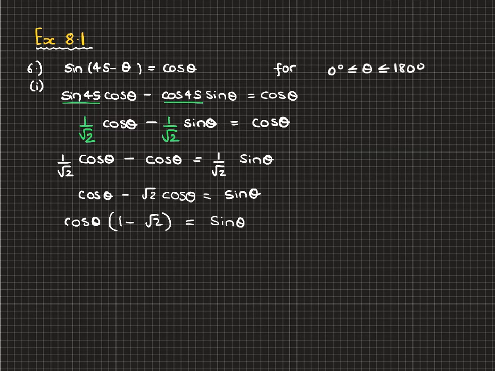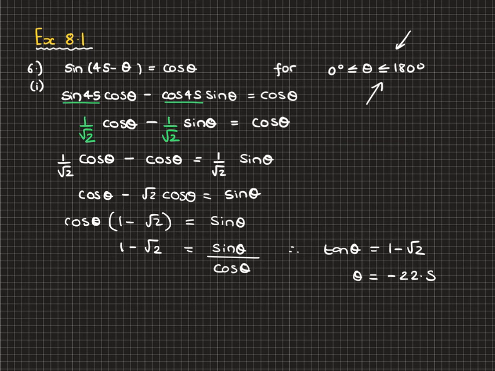Let's divide both sides by cos theta, which leaves us with 1 minus root 2 equals sine theta over cos theta. And we know that sine theta over cos theta is tan theta. So this gives us tan theta equals 1 minus root 2. And we can then find theta using arctan. Now this gives me a principal angle of negative 22.5, which is of course not in the range theta lies between 0 and 180 degrees.